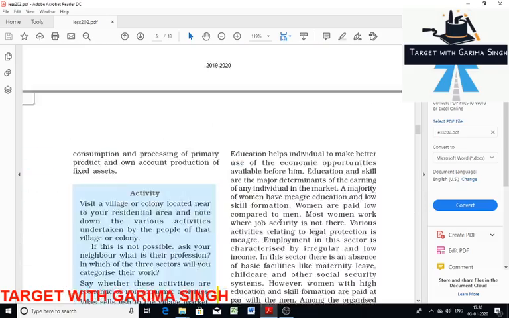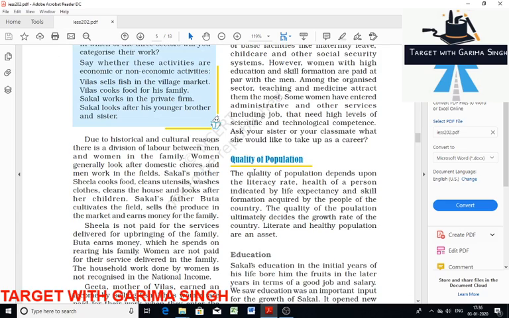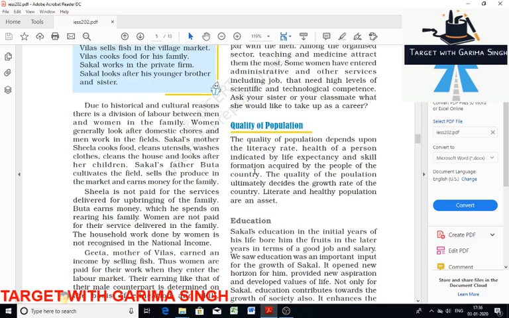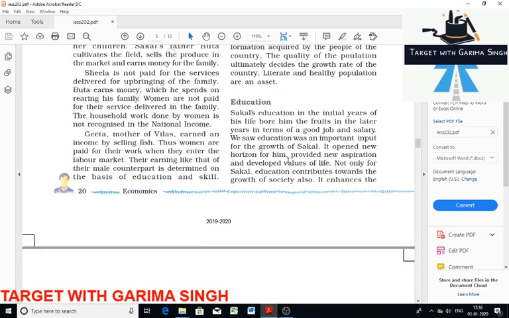Now we will discuss the quality of population. The quality of population basically depends upon the literacy rate, life expectancy, and skill formation of the people of the country. Now we will discuss education. Education is the most important component of human resource development. It contributes toward the growth of society, enhances national income and cultural richness, and increases the efficiency of governance.